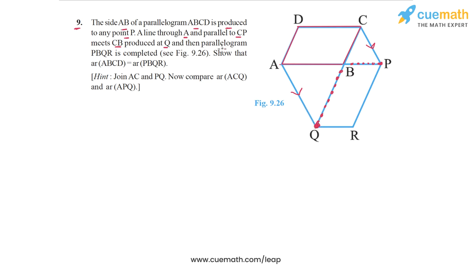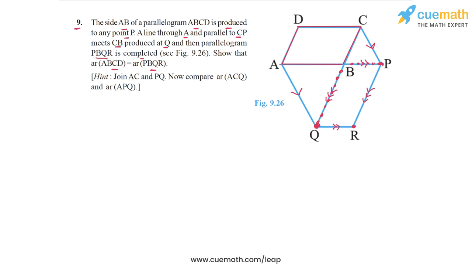All right. And then we get these 2 points P and Q, and then the parallelogram PBQR is completed. So basically from Q we draw a line that's parallel to BP, and from P we draw a line that's parallel to BQ, and these two meet at R. So basically the parallelogram PBQR gets completed. So what we have to show is something very interesting. We have to show that the area of ABCD, the original parallelogram, is equal to the area of PBQR, which is the parallelogram that we have constructed.